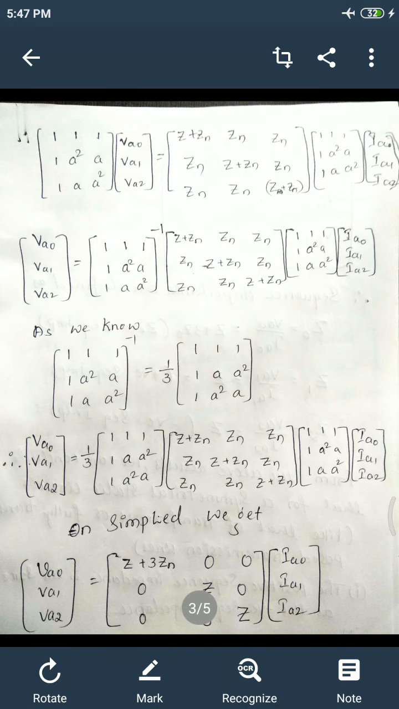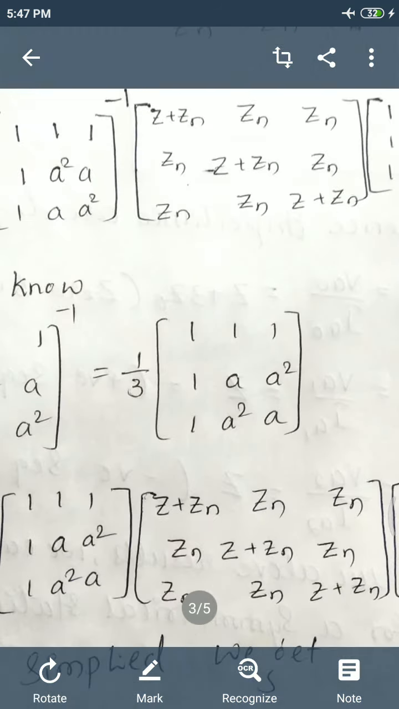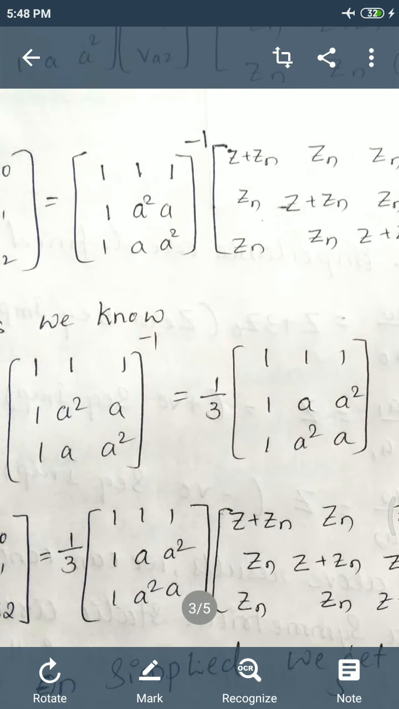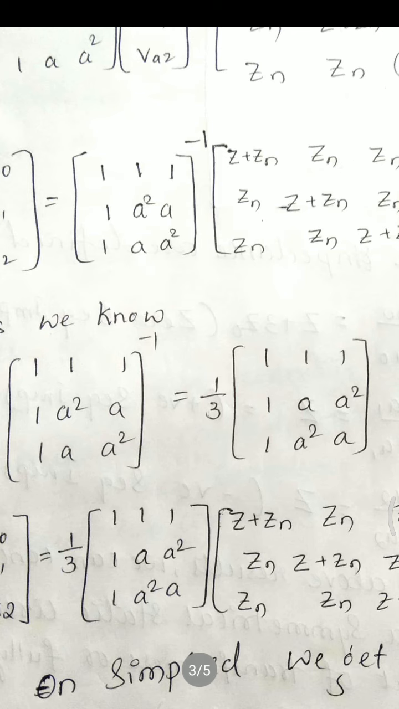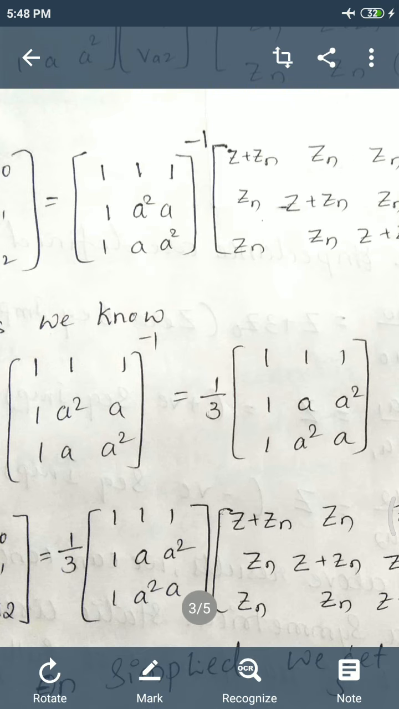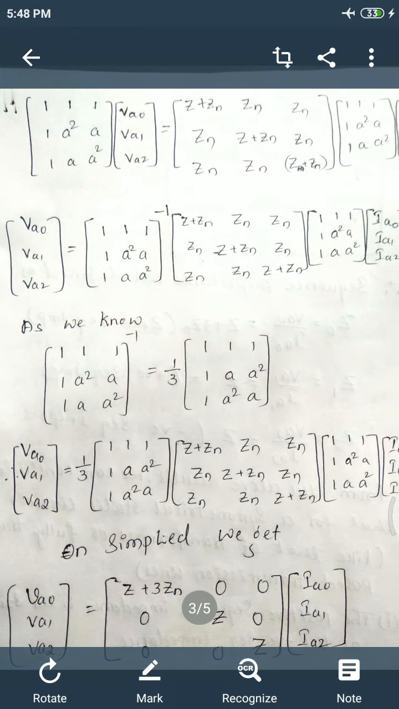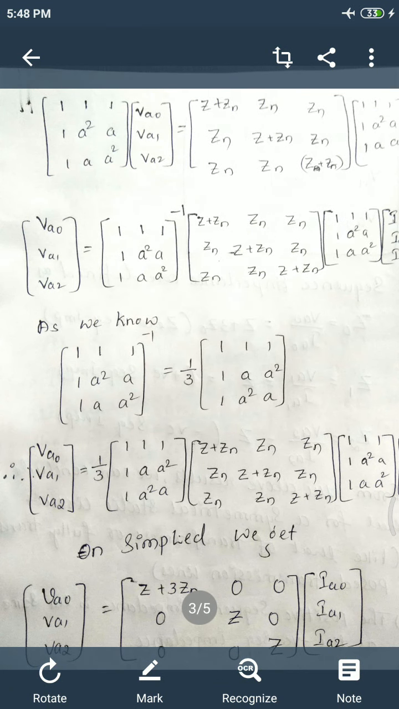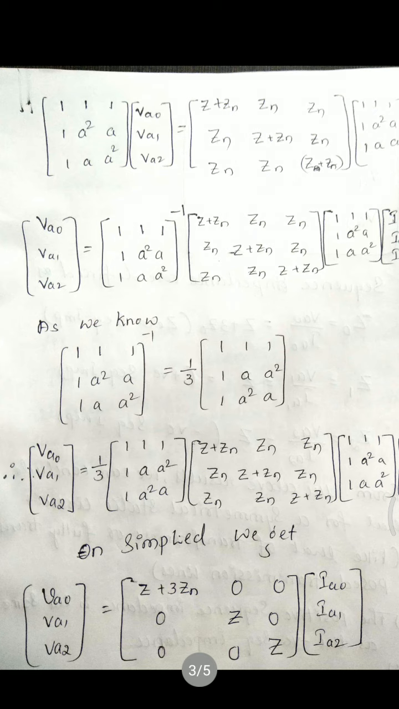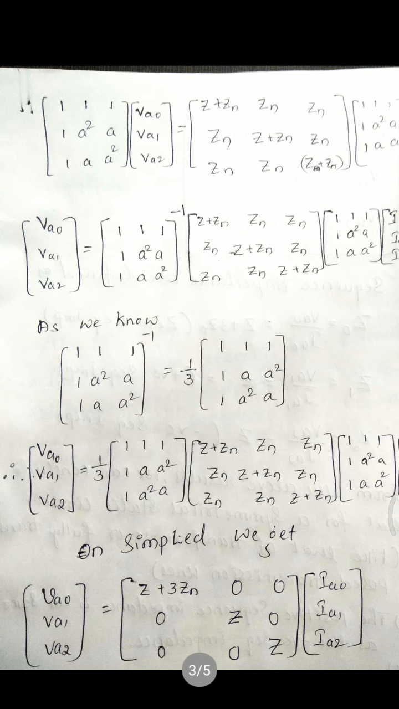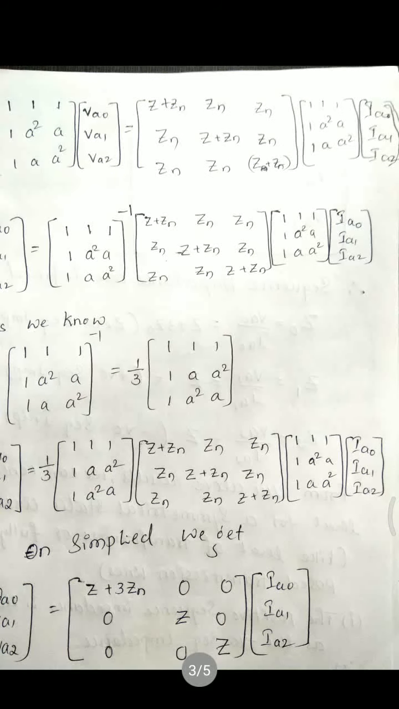To find the inverse of this particular matrix, the inverse will be 1 by 3 of the matrix 1, 1, 1; 1, A, A square; 1, A square, A. Just substitute this matrix inverse in the place of the earlier one. Therefore, VA0, VA1, VA2 will be equal to 1 by 3, with this matrix inverse substituted here, and the further terms as they are.